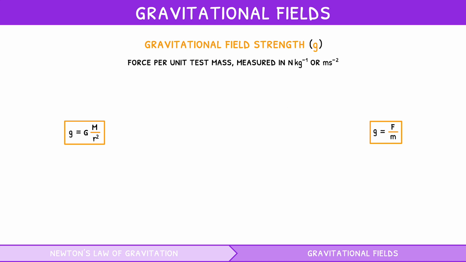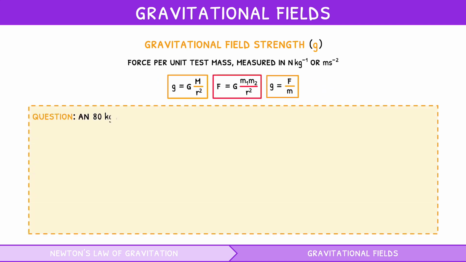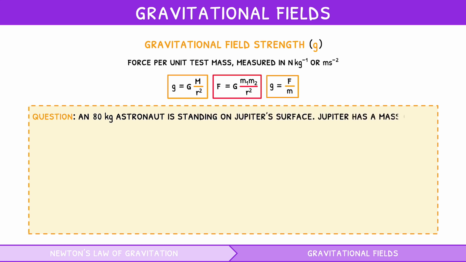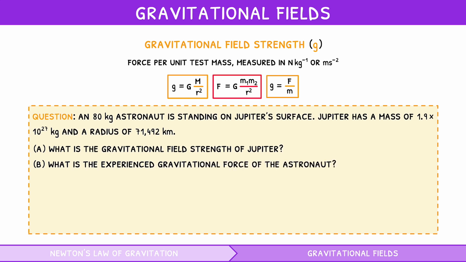Let's solidify our understanding of gravitational fields with a practice question. An 80-kilogram astronaut is standing on Jupiter's surface. Jupiter has a mass of 1.9 times 10 to the 27 kilograms and a radius of 71,492 kilometers. A. What is the gravitational field strength of Jupiter? B. What is the experienced gravitational force of the astronaut?